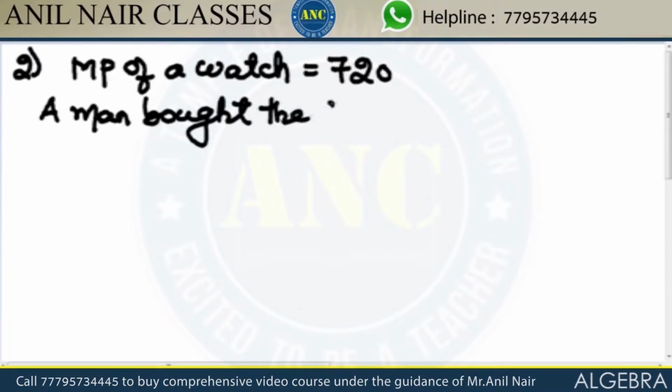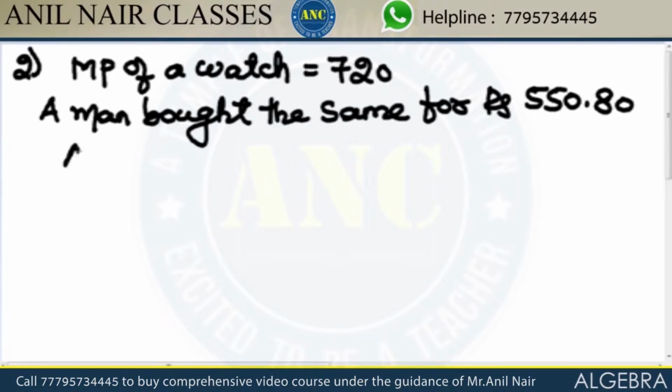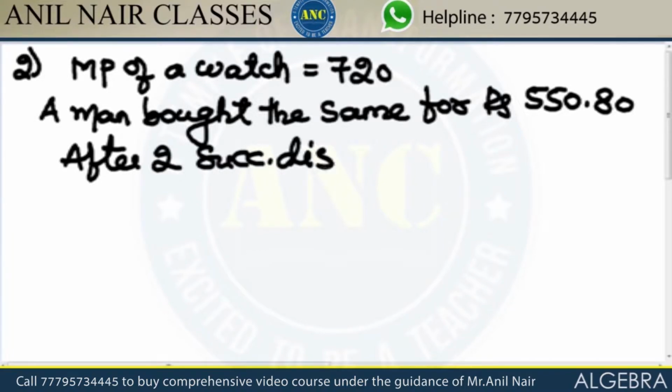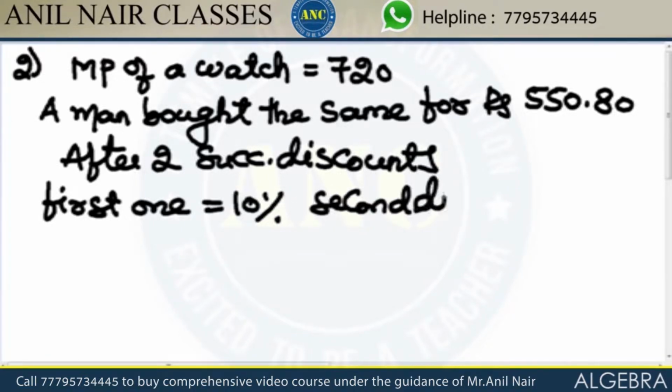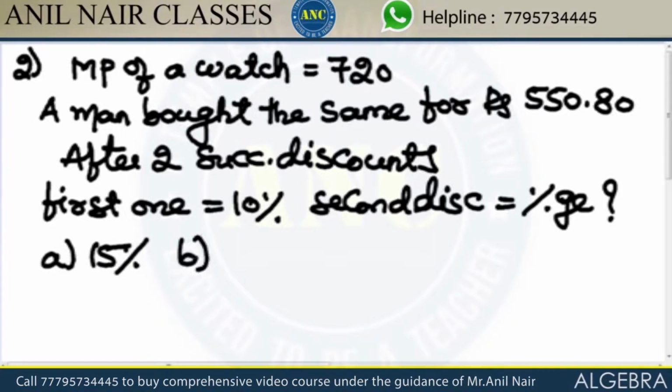A man bought the same for rupees 550.80 after getting two successive discounts. The first one is 10%. Second discount is how much? Again an original previous year Staff Selection Commission question. Options are 15%, 12%, 18%, 14%.